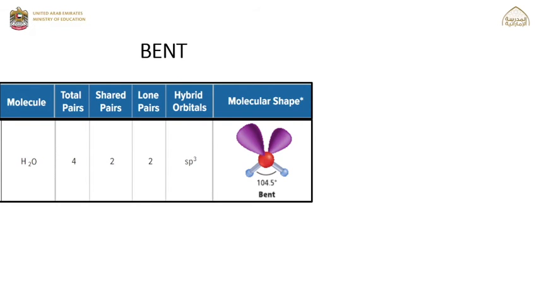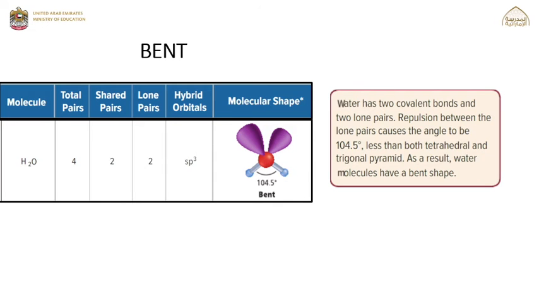And we have bent. A very good example of a bent molecule is water. Water has 2 covalent bonds and 2 lone pairs. Repulsion between lone pairs causes the angle to be 104.5 degrees, less than both tetrahedral and trigonal pyramidal. As a result, water molecules have a bent shape. It has hybrid orbitals of sp3, 2 lone pairs, and 2 bonded pairs. In total, we have 4.